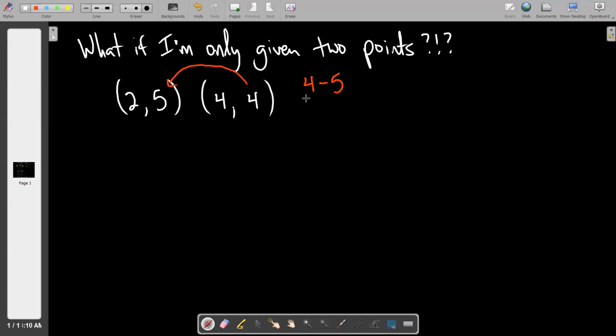That's going to become a pretty popular theme here over the next week or so. You got to have the slope. If you don't have it, just go find it. You don't need a graph. So 4 minus 5 is going to go on top, and then 4 minus 2 is going to go on bottom. And you know how I feel about this. We show our work. What is 4 minus 5? -1. And what is 4 minus 2? So the slope is -1/2.